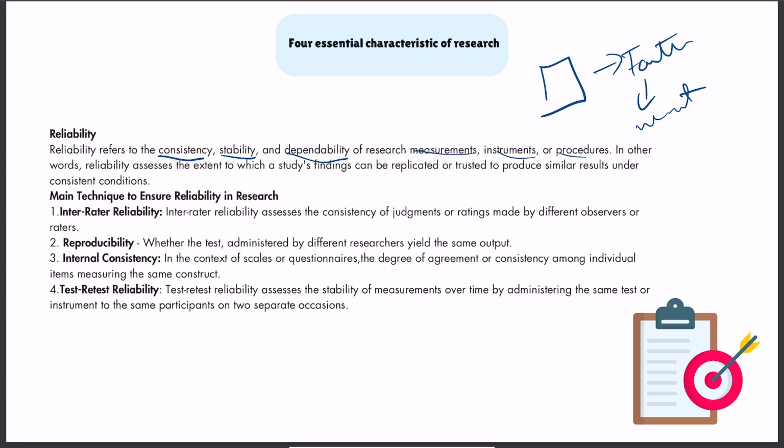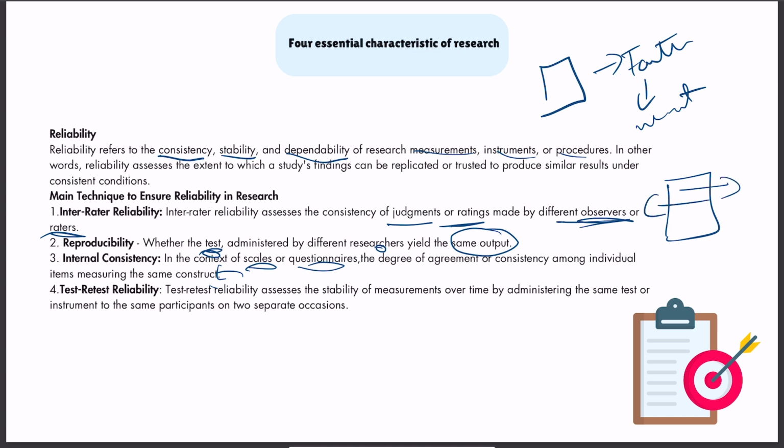Inter-rater reliability assesses the consistency of judgment or ratings made by different observers or raters. Reproducibility, whether the test administered by different researchers yield the same output. Internal consistency, in the context of scales, a question is the degree of agreement or consistency among individual items measuring the same construct. When you're creating a test, you can't be asking one question and then suddenly jump to another, and then suddenly you jump to another and have a haphazard data collection.